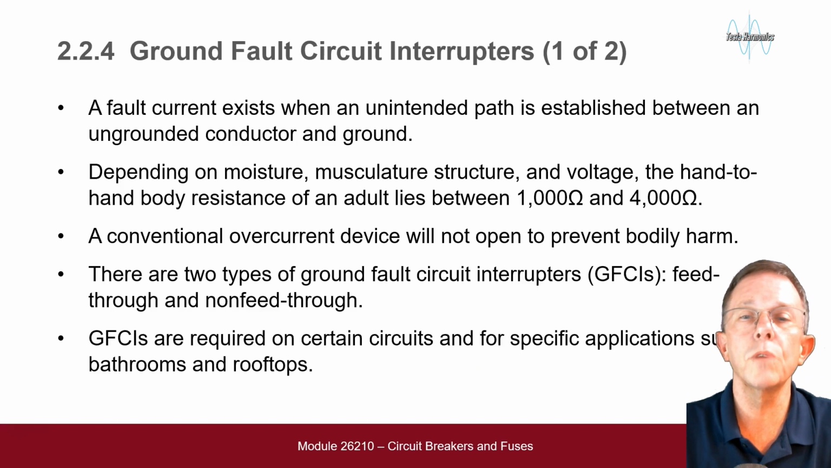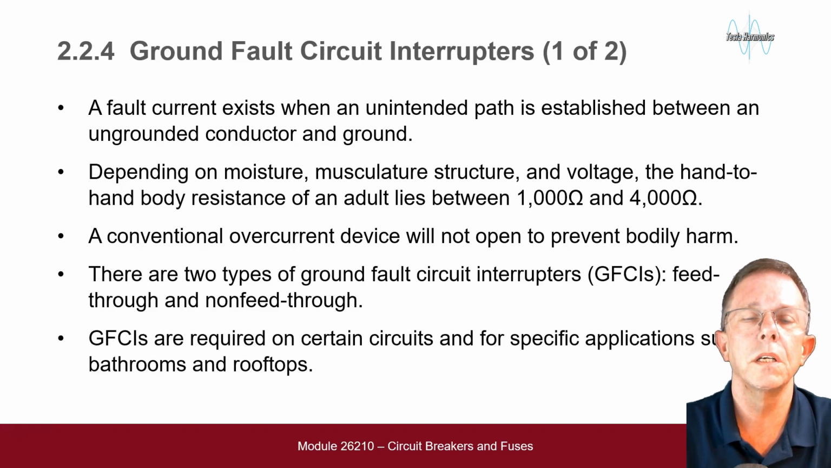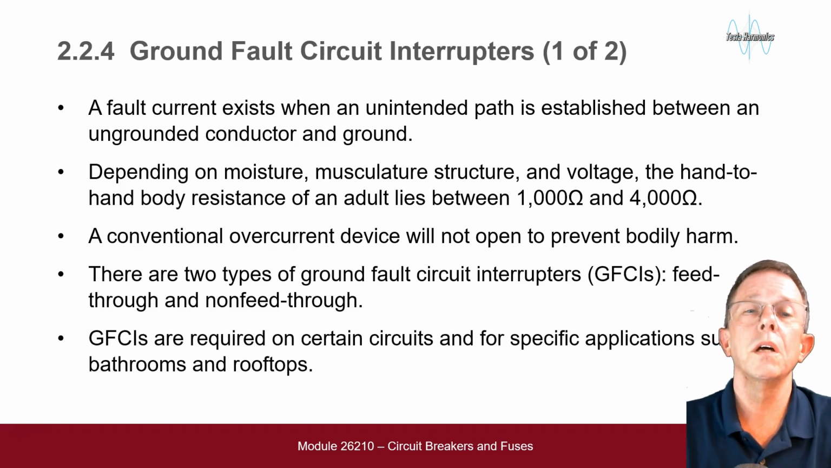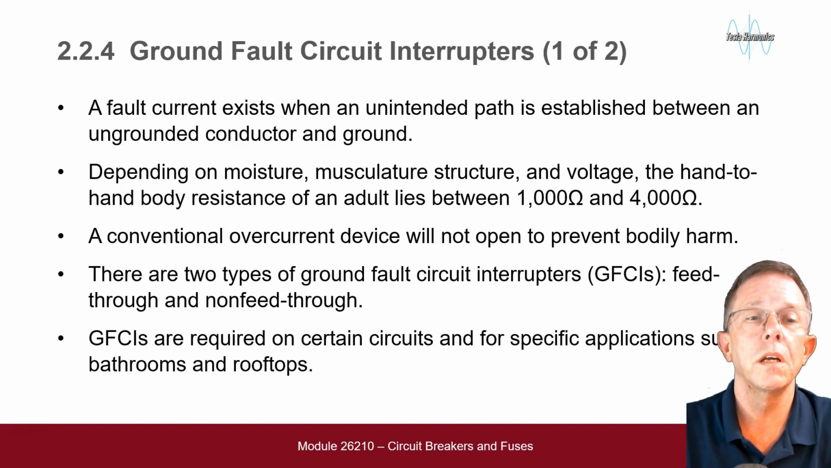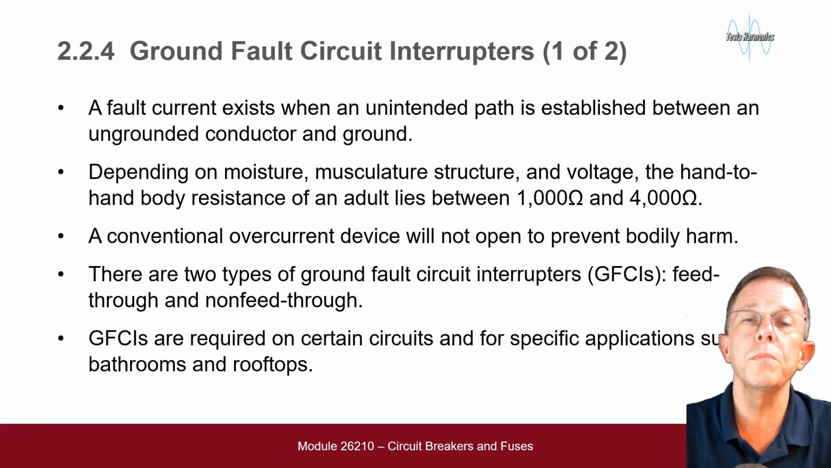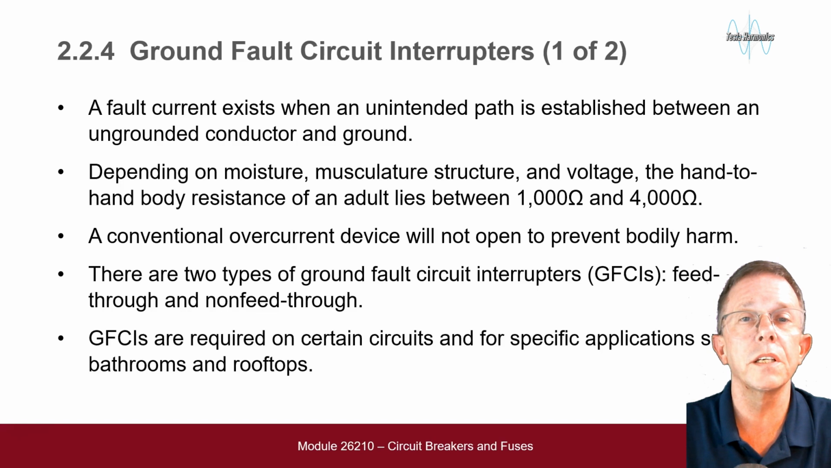Ground fault circuit interrupters. A fault current exists when an unintended path is established between the ungrounded conductor and ground. Depending on moisture, vascular structure, and voltage, the hand-to-body resistance of an adult lies between 1 and 4,000 ohms. A conventional overcurrent device will not open to prevent bodily harm. There are two types of ground fault circuit interrupters: the feed-through and the non-feed-through.